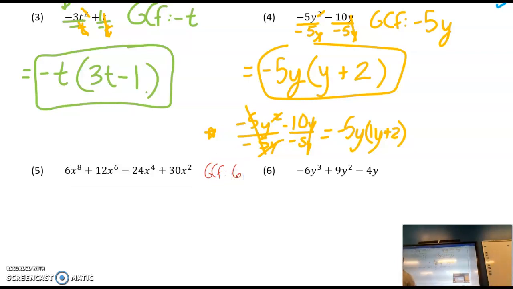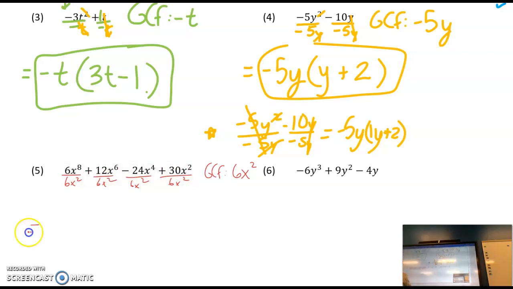Now let's take a look. We have 8 x's, 6 x's, 4 x's, and 2 x's. So the common factor is 2 x's, right? So what this means is I am going to divide each term by 6x squared.